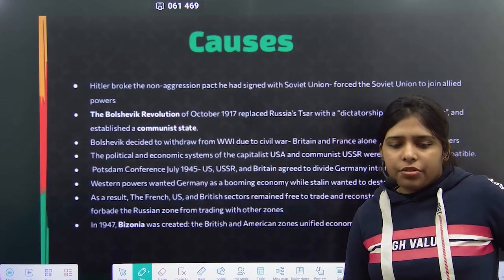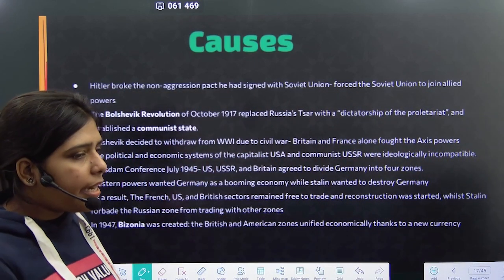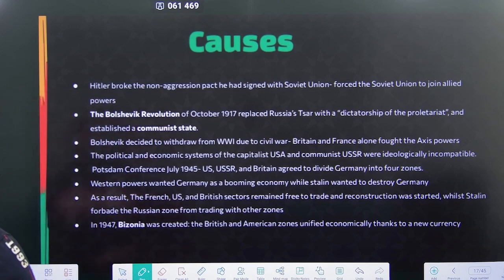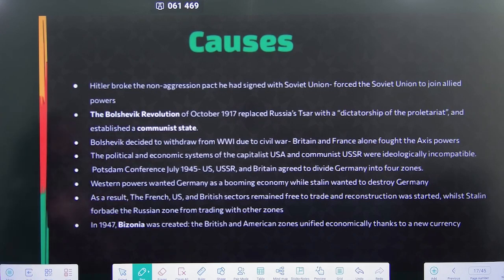Now let's talk about the causes of the Cold War. What led to the Cold War? What happened is that Hitler had broken the non-aggression pact he had signed with the Soviet Union, and this forced the Soviet Union to join the Allied powers. Initially, Russia had taken a backstage when it came to the war. But when Hitler broke the non-aggression pact and started conquering even the Russian regions, that is when Russia had to step in. That is what forced the Soviet Union to join the Allied powers.